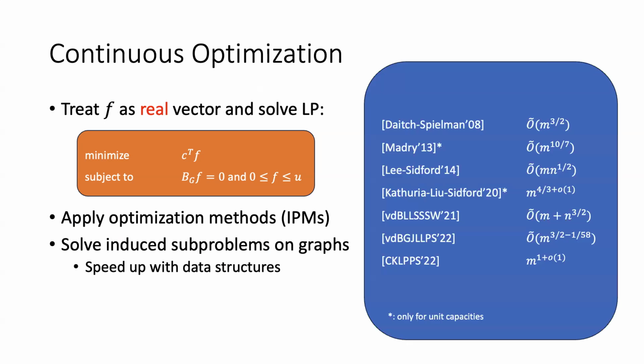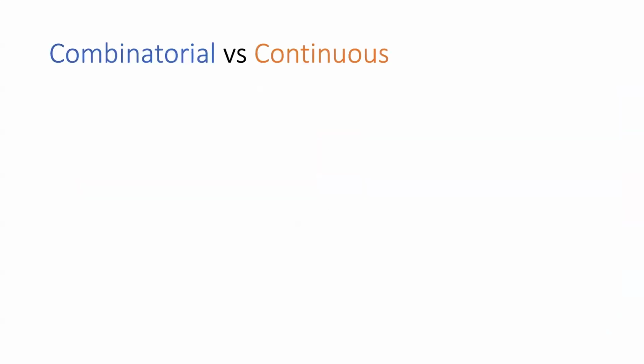Daitch and Spielman was the first one to use this continuous approach for maximum flow. They got a running time of m^{3/2}. After that, there have been a lot of exciting works on this, and ultimately it culminated in the recent breakthrough by Chen, King, Kyng, Liu, Peng, Probst Gutenberg, and Sachdeva, who gave an almost linear time algorithm for maximum flow and min cost flow. So these almost optimally settle the time complexity for maximum flow.